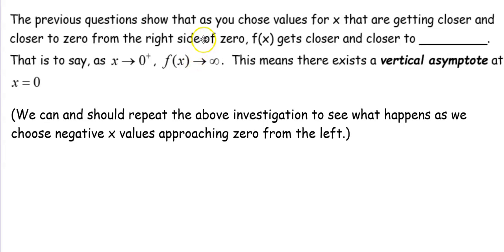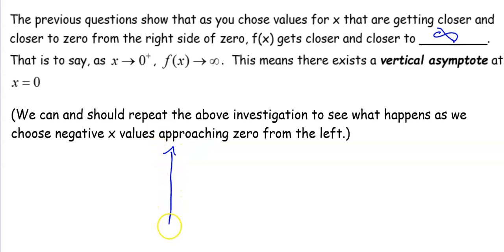So remember, in the last videos we saw that as x is getting closer and closer to 0 from the right side, f of x, the function, was getting closer and closer to infinity. So as x is approaching 0 from the positive side of the graph, from the right side of the graph, f of x, the y value, is going to approach infinity. This means that we have a vertical asymptote at x equals 0.